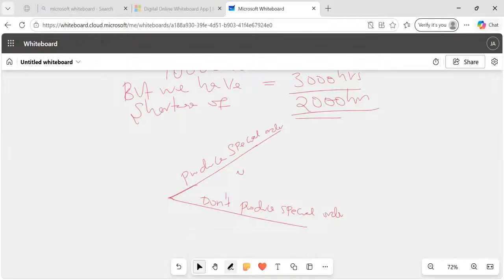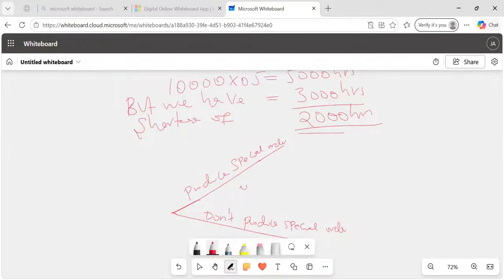Should we decide to produce this special order, we must sacrifice the current output to give room for the special order. Because there is no overtime allowed, the extra 2,000 hours must come from normal production. You see, no overtime, because we are given maximum capacity.